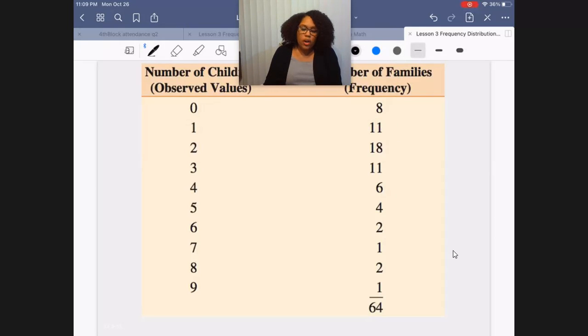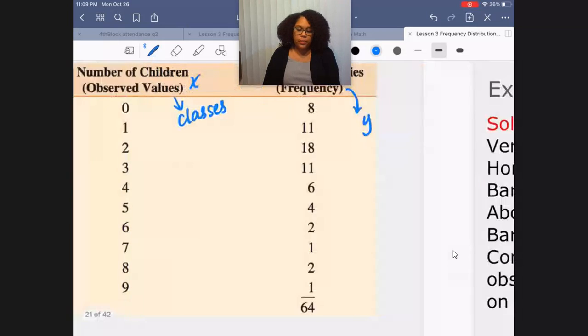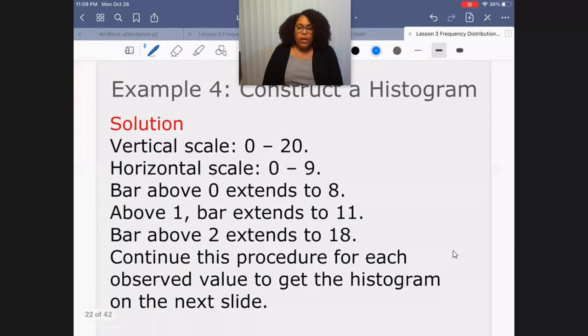What we're going to do with our histogram is we are going to use these number of children, or the observed values, as our x values. Basically, these are the classes. And then we're going to use our frequency as the y-axis. And we're going to start to analyze and look at how I should scale the horizontal and vertical axis.